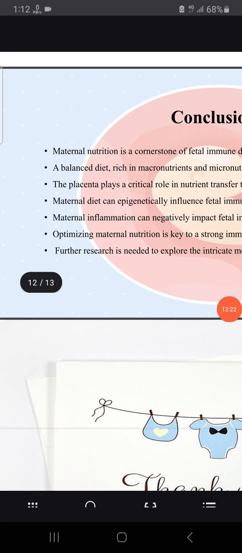In conclusion, maternal nutrition is the cornerstone of fetal immune development. A balanced diet rich in macronutrients plays a critical role in nutrient transfer to the fetus. Maternal diet can epigenetically influence fetal immune development, and maternal inflammation can negatively impact fetal immune health. Optimizing maternal nutrition is key to a strong immune foundation for the child. For research, we need to explore the intricate mechanisms and develop targeted interventions.